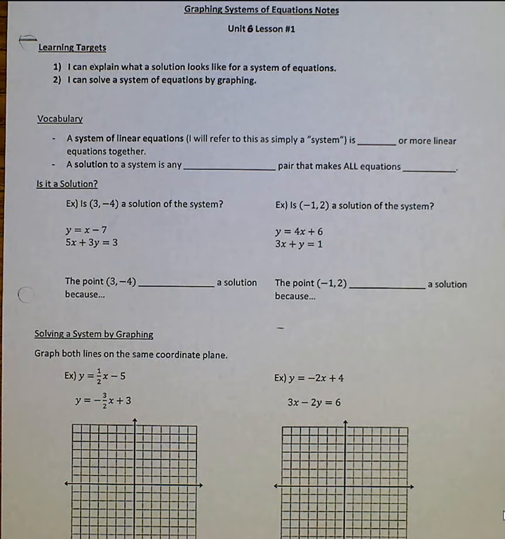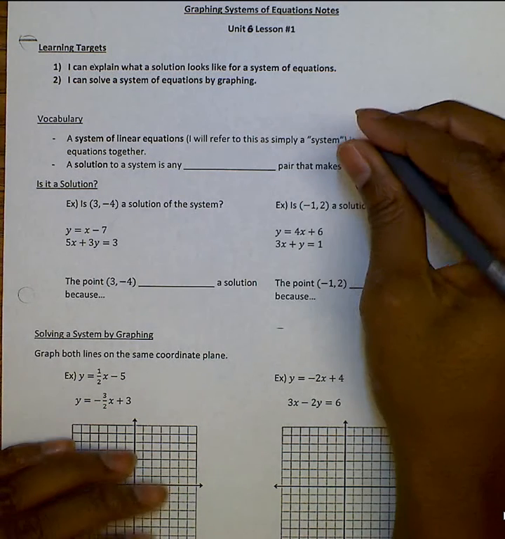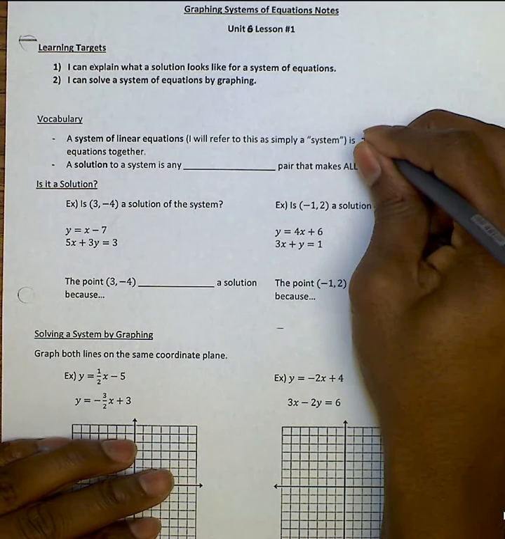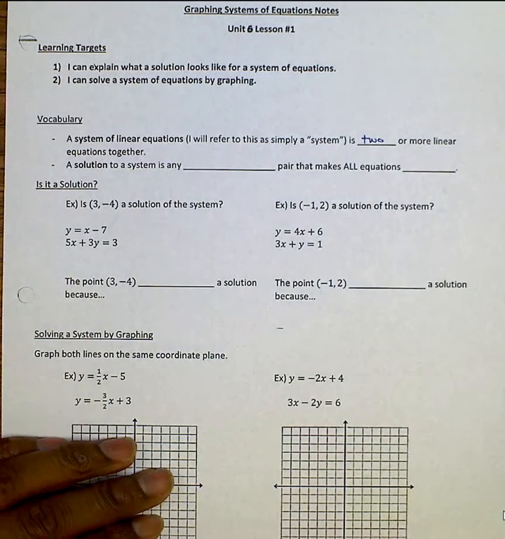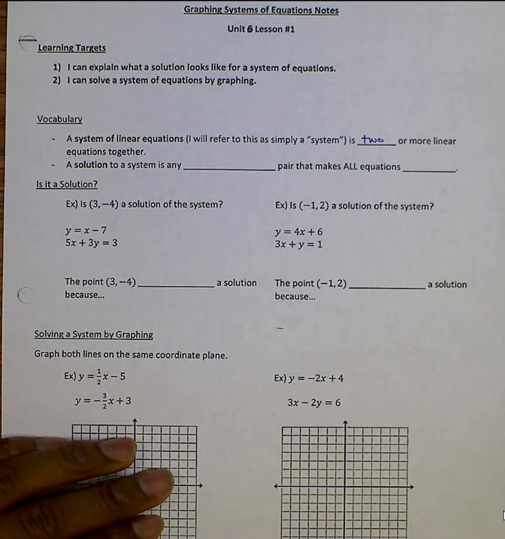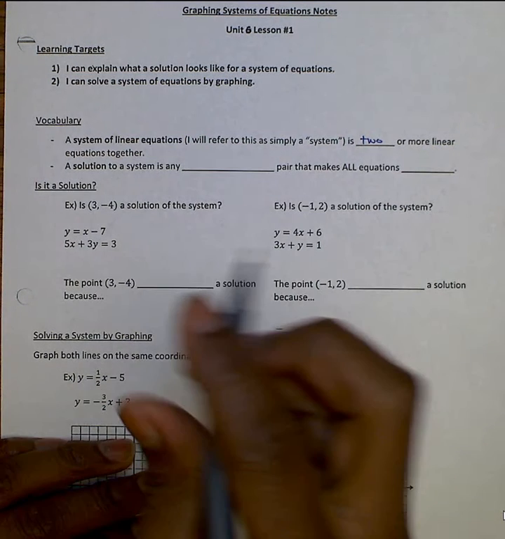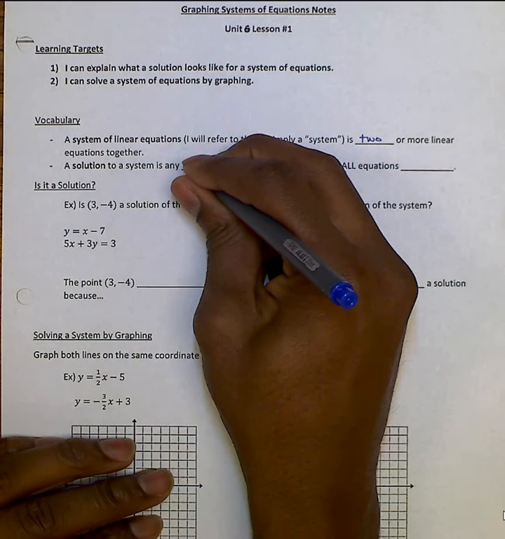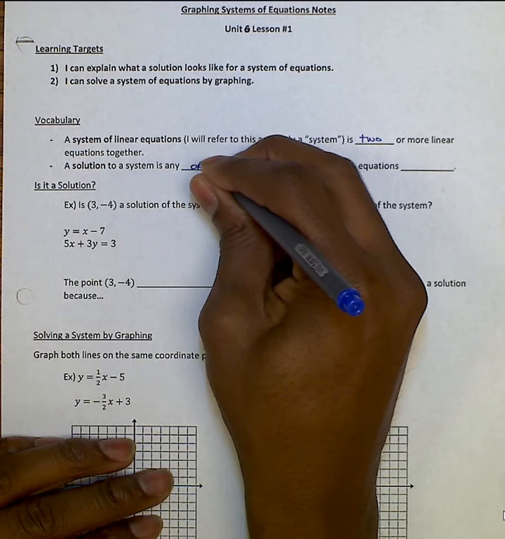Okay, let's do some vocabulary first. A system of linear equations, and I'll just say a system, is two or more equations together. A solution to a system of equations is any ordered pair that makes all equations true. When we say ordered pair, we mean x comma y, like a coordinate.